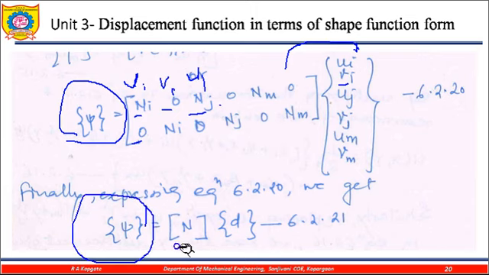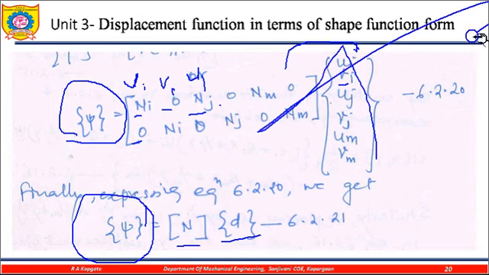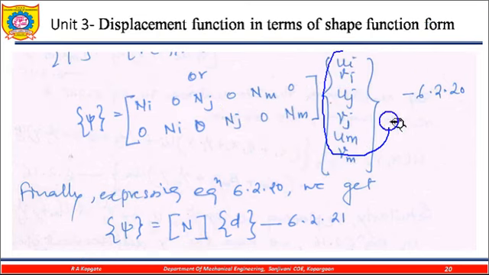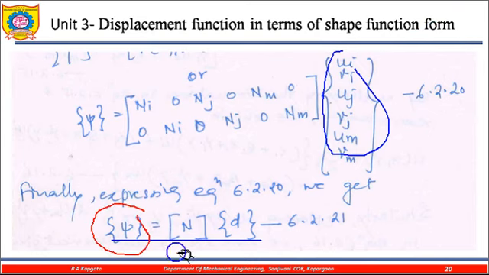So my psi function, meaning the displacement function, is equal to the shape function multiplied by the nodal displacements, because u and v are my displacements. So I am writing that my psi function is equal to this value. So finally we are getting that our displacement function is equal to the shape function multiplied by the displacement.